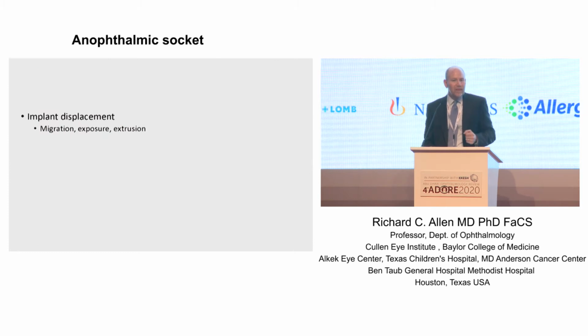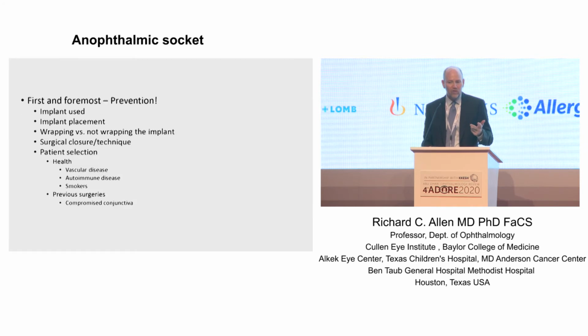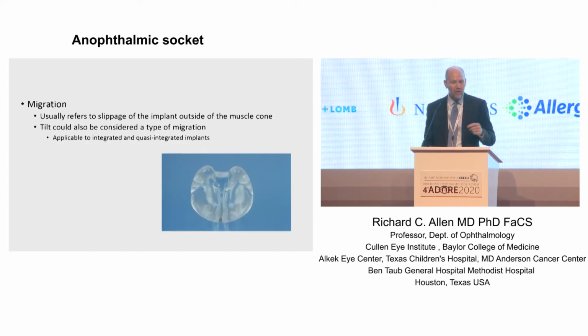With regards to displacement, this could be migration, exposure, or extrusion of the implant. I think first and foremost, we want to prevent these things. So, it can depend upon the implant used, where the implant is placed, whether you wrap or don't wrap the implant, surgical closure, and then also take into consideration the patient's health. If this is someone who has very poor conjunctival tissue due to previous surgeries or autoimmune disease, this would be someone where maybe you'd want to go to a primary dermis fat graft.